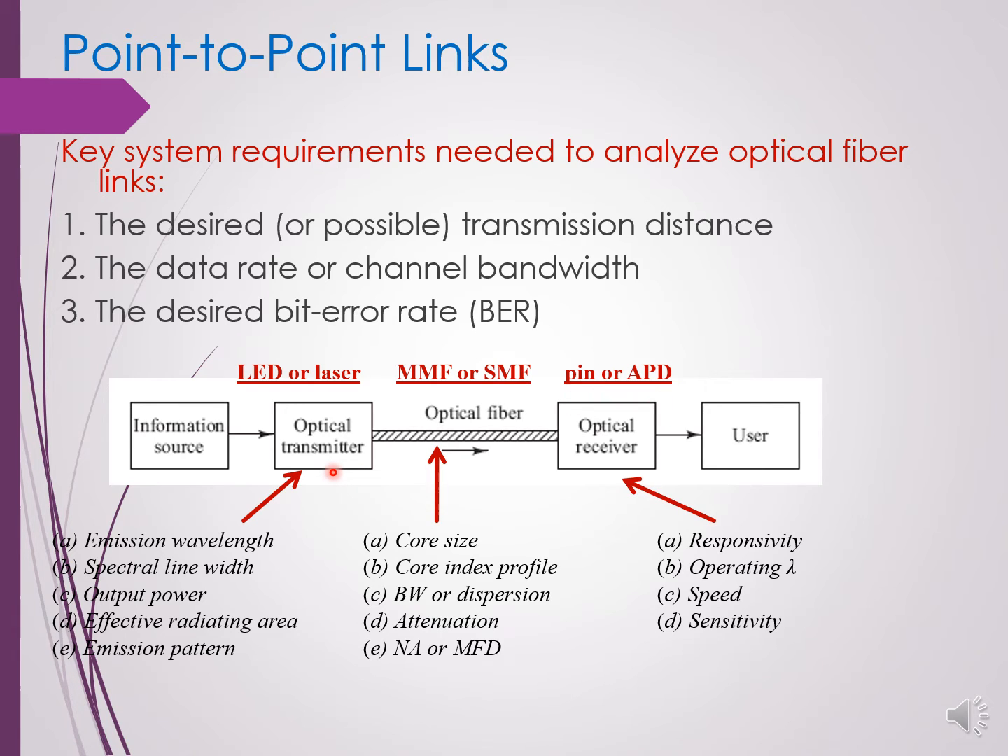If it is regarding the optical transmitter, you need to know your desired emission wavelength, the spectral width, the power, the effective radiating area, and also the emission pattern. For the optical fiber, you need to know the core size of your fiber, the core index profile, the bandwidth, the attenuation, and also the numerical aperture. And for the optical receiver, you need to know the optical receiver responsivity, the operating wavelength, the speed, and also the sensitivity of your receiver.